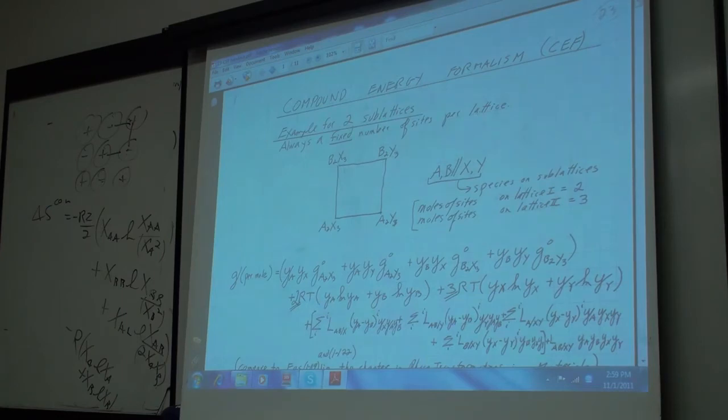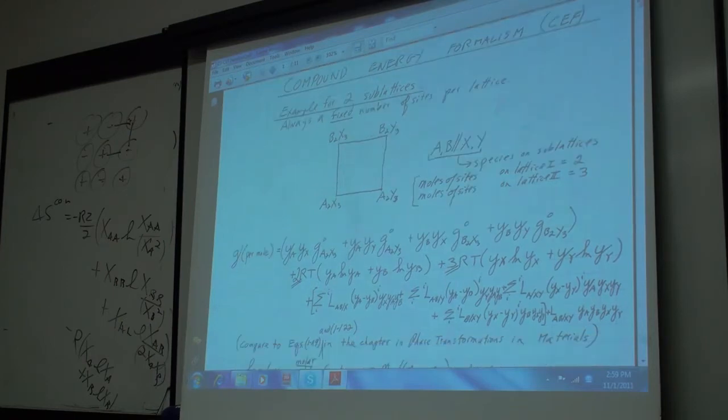We write it this way: (A,B)(X,Y), with A and B on one sublattice and X and Y on the other sublattice. Let's, for example, assume that on lattice 1 you have 2 moles of sites, and on lattice 2 you have 3 moles of sites. So your corners now are A2X3, A2Y3, B2X3, and B2Y3. Same number of sites, 2 to 3. So it doesn't change as you move around in the composition.